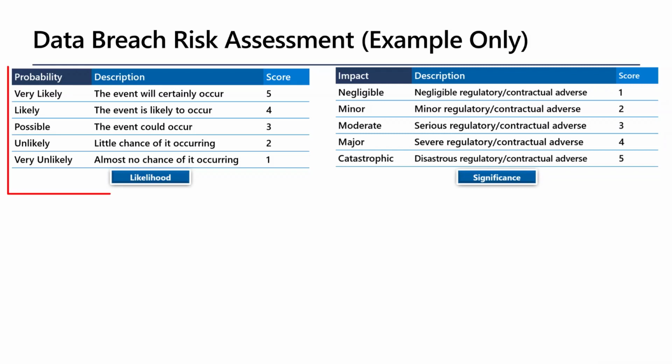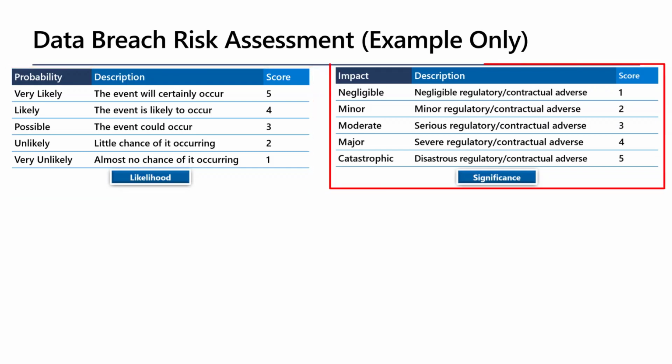Now, if you look closely at the likelihood table on the left-hand side, you can see that we sorted the probability from very likely to occur on the top all the way down to very unlikely to occur. And we give each level, or each probability, a score. For example, very likely to happen will have a score of 5. Very unlikely, though, will have 1, which we assume means there is no chance of this event occurring.